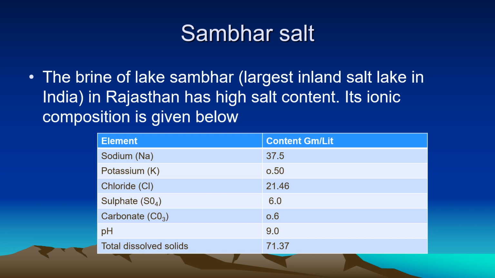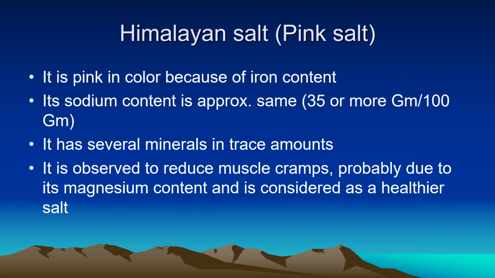The ionic composition of this salt should also be taken into consideration. This lake salt has 37.5 grams per liter of sodium. It also has potassium, chloride, sulfate, carbonate, and is alkaline in pH. So, a lot of dissolved solids are there in Sambar Lake salt.